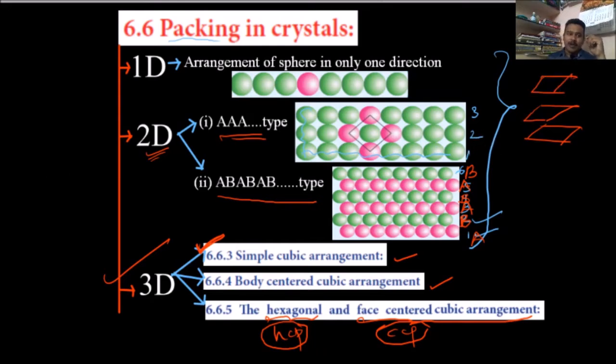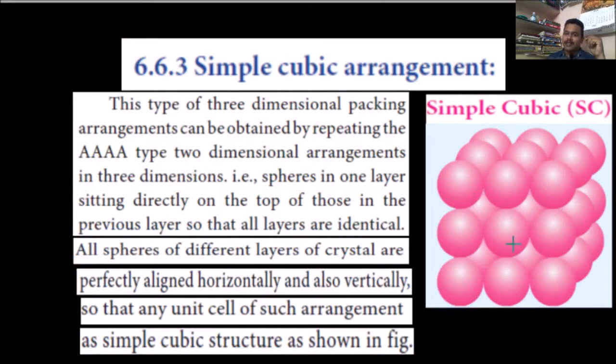So what happens when you observe this in a three-dimensional way? That two-dimensional AAA type is one layer, first one; after this will be the second layer, and after that the third layer. Roughly I am writing first layer, second layer, third layer. First layer is this, two dimensional; second layer, this. When the two-dimensional AAA type arrangement repeats in a 3D way, you are going to get a simple cubic arrangement. This is the short explanation.